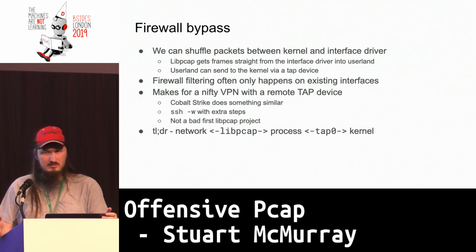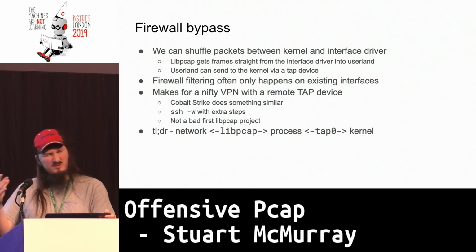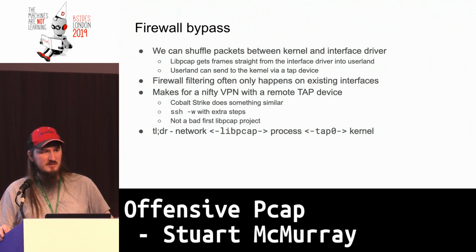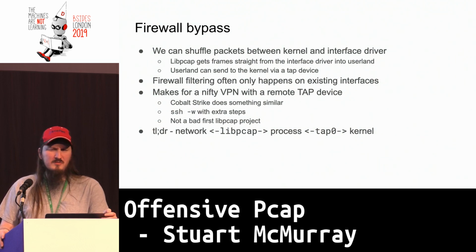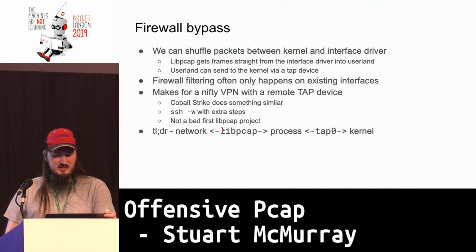So, firewall's cool. This also, by the way, I didn't write the code for this, but it makes a nifty VPN. If you take that tap device, put it remotely, have some sort of pre-existing comms between the two, and just use libpcap on the victim side to inject frames and sniff frames. There's a similar functionality in Cobalt Strike. I can't for the life of me remember the name of it. SSH's W option does something similar, just with extra steps. It also was like the first real offensive malicious Pcap project I made, other than Pcap knock, which was kind of simple. So basically what we got: network talks to Pcap, talks to our userland process, talks to tap0 into the kernel, and then back.